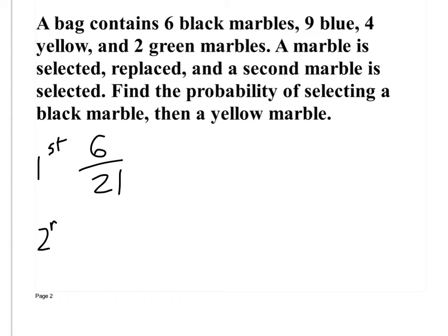What's the odds of finding the second marble? What color do we need for the second marble? Yellow. How many yellows in the bag? 4 out of how many total marbles? 21. Okay. So to find the probability of a black and then a yellow, we multiply these.